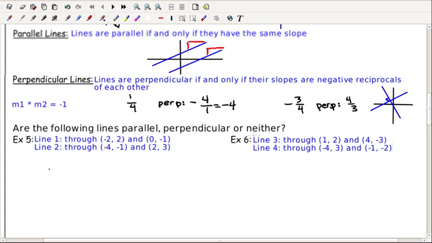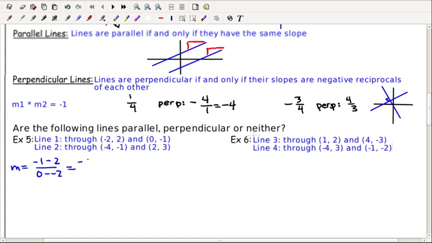In order to find that out, you need to find each slope. So let's take a look at line 1, which goes through the points (-2, 2) and (0, 1). So let's find the slope. I'm going to call this line 1, so this point 1 and this point 2, so I'm going to start out with -1 over 0 minus 2 minus -2 on the bottom.